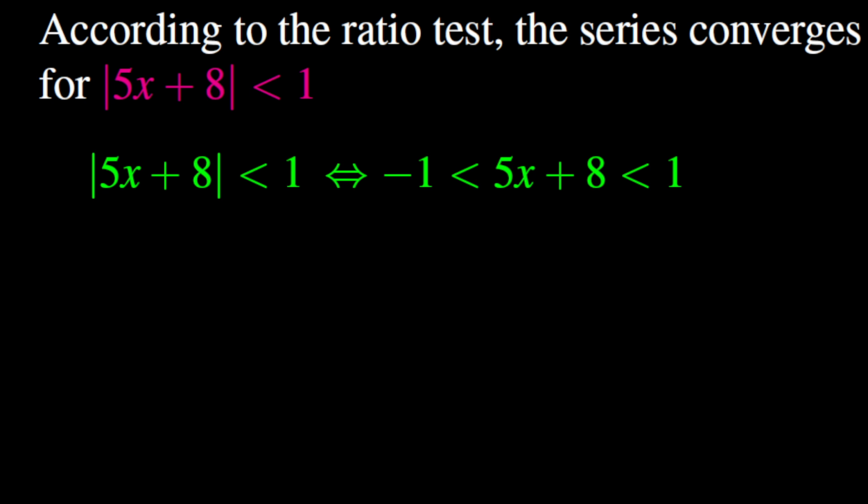According to the ratio test, the series converges if the absolute value of 5x + 8 is strictly less than 1. This is equivalent to the inequality -1 less than 5x + 8, and 5x + 8 less than 1. We distribute -8 to all sides of the inequality, and obtain a new equivalent inequality, -1 plus -8 less than 5 times x, and 5 times x less than 1 plus -8.